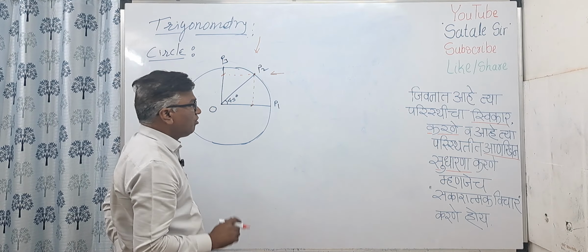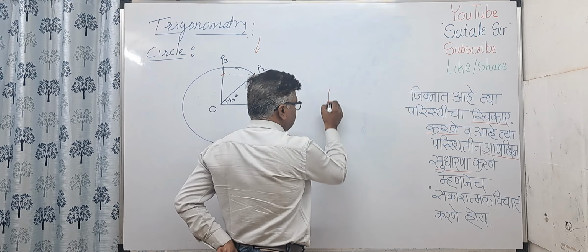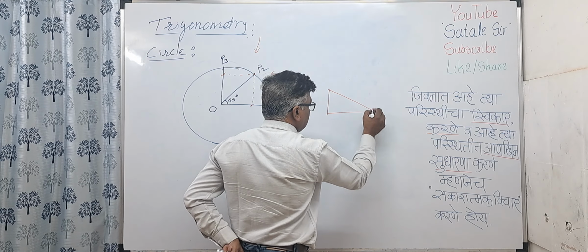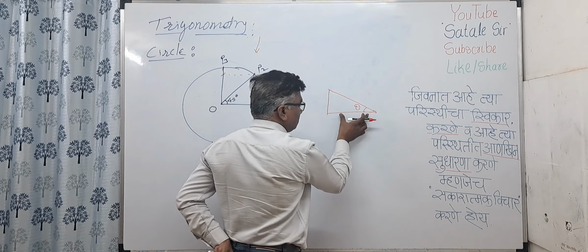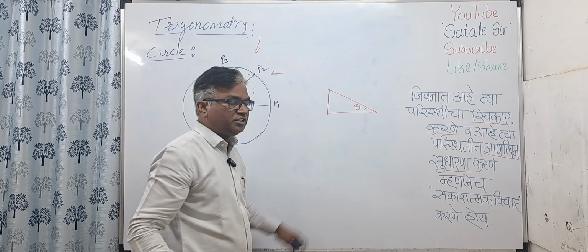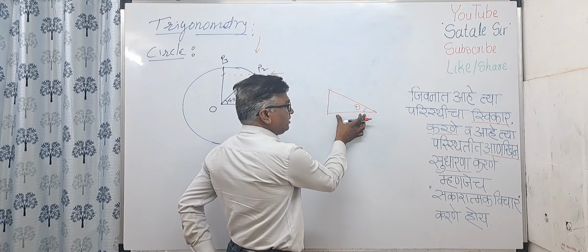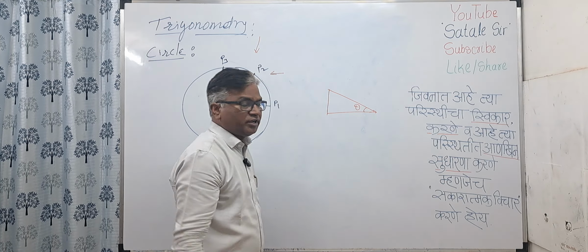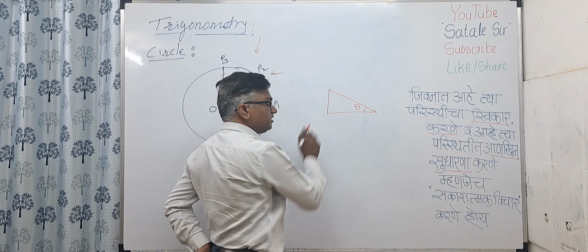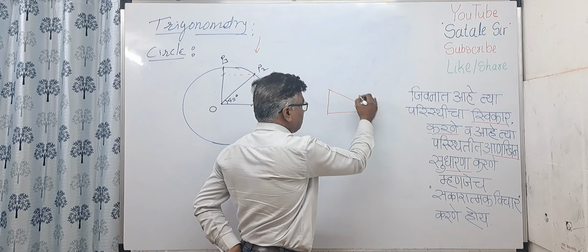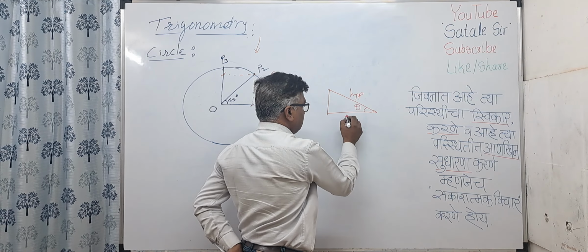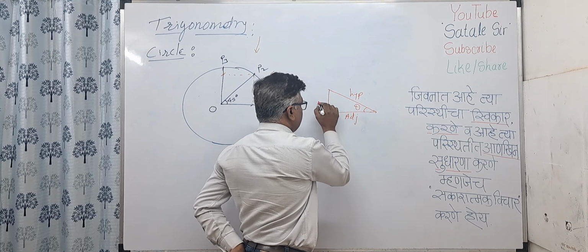Okay, now we have already seen in any right angle triangle, if this is angle theta, then the side which is adjacent to this angle, we call it the adjacent side. This side we call the opposite side, and this is called the hypotenuse. So this is hypotenuse, this is adjacent, and this is opposite side.